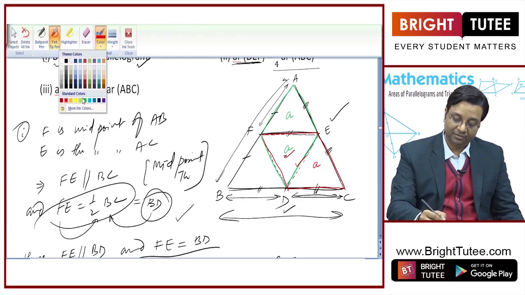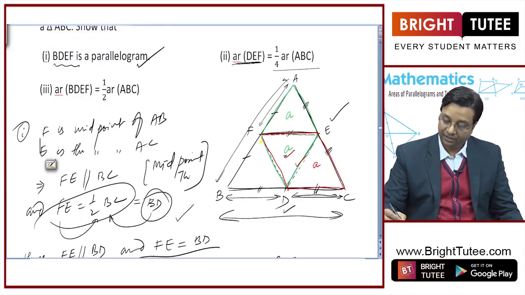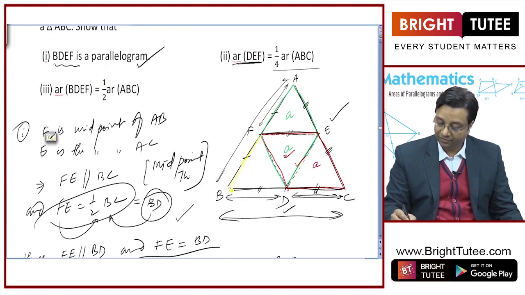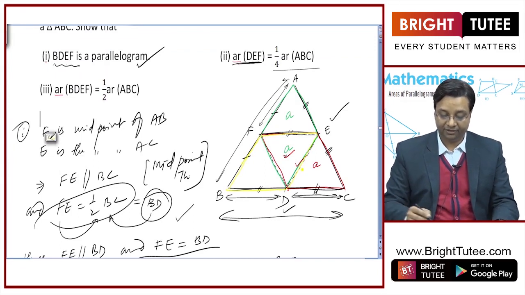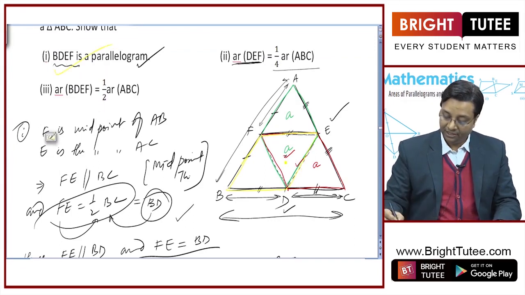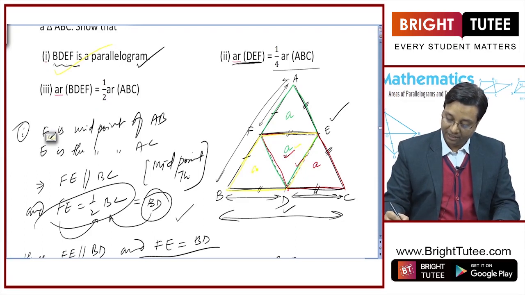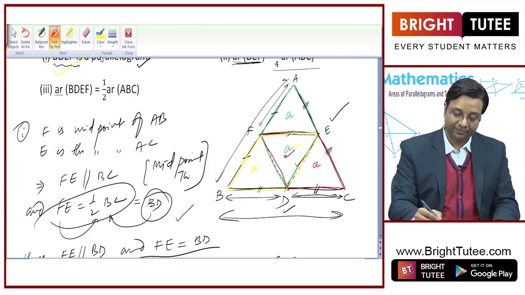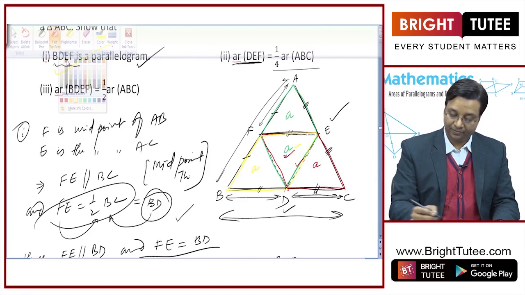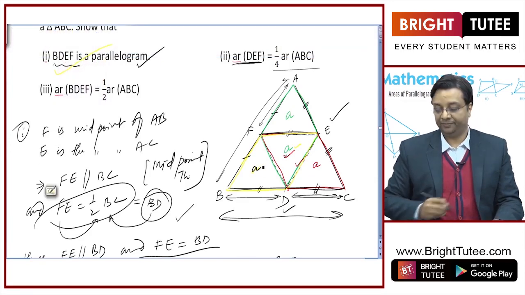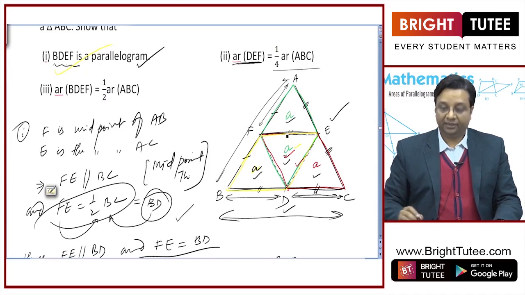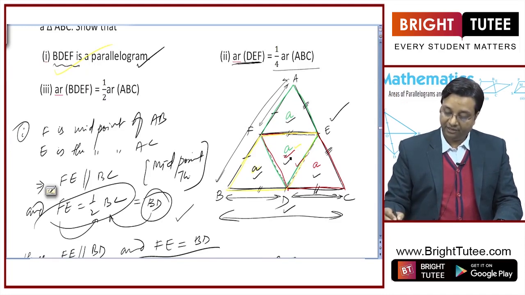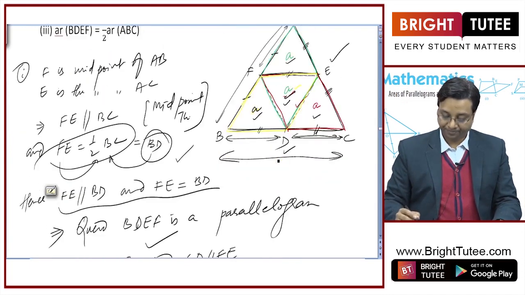let me take some other color. This is another parallelogram, right, which we have proved here that BDEF is a parallelogram, first part. So if this is A, this part will also be A, right? This area will also be A. Now you can see these four areas are equal, right? And area of DEF is small a.